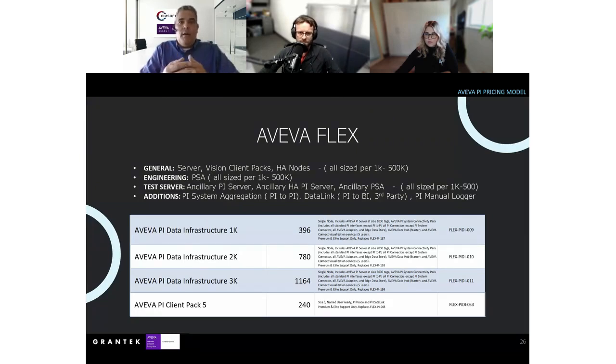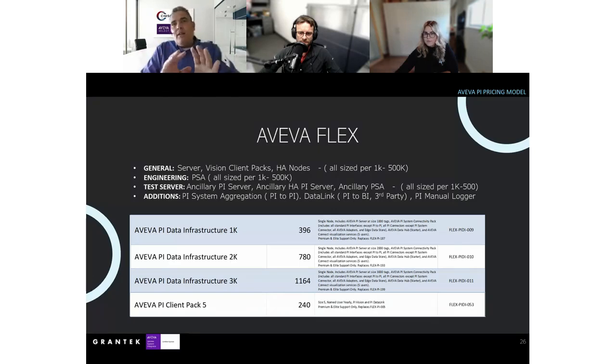credits per year. The other nice thing about Flex is that you can go in and out of the program on a monthly basis. That means that in a year, if you chose to use that for only 6 months, you'd consume only half that amount of credits, and you can use the other credits for something else out of AVEVA, or potentially buy Vision clients or something like that.